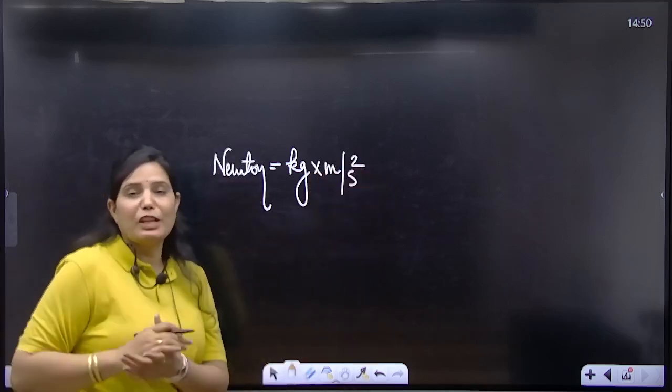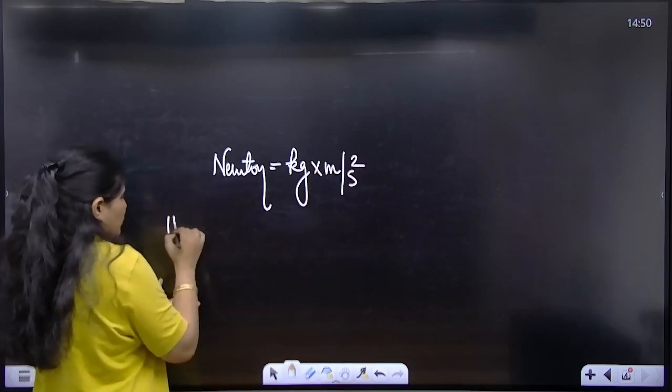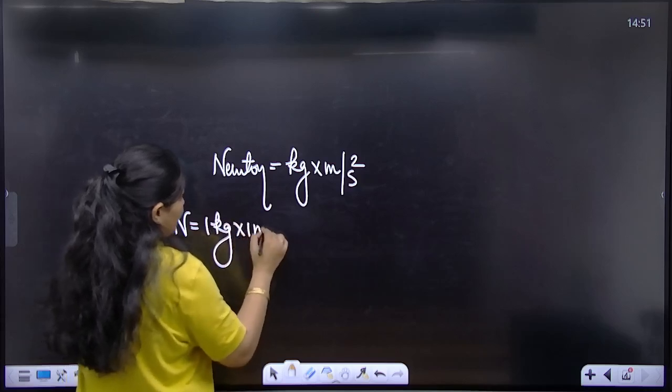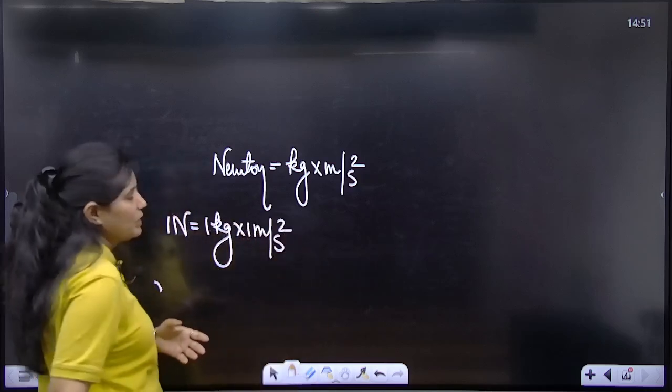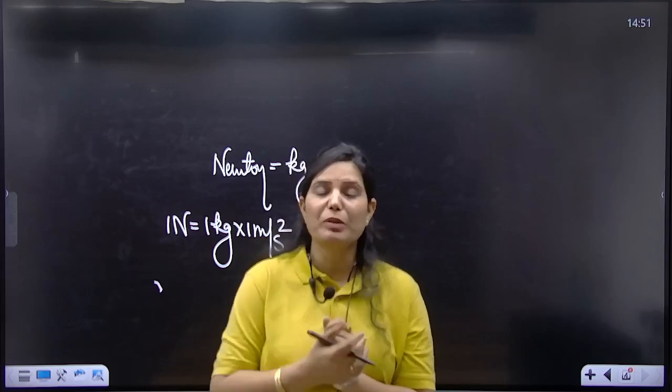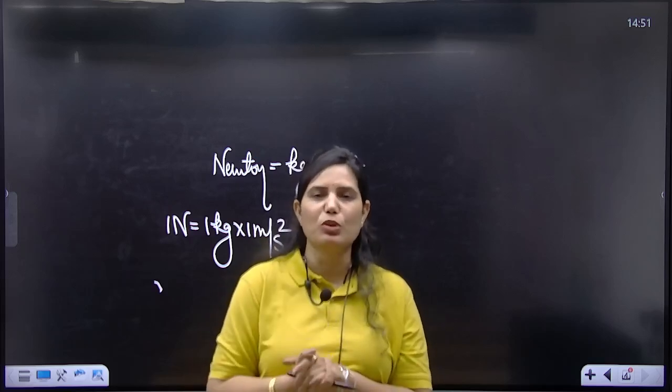And how will we define 1 Newton? 1 Newton will be equal to 1 kg into 1 meter per second square. That means on a body of mass 1 kg, when we apply an acceleration of 1 meter per second square, we get a value of force equal to 1 Newton.